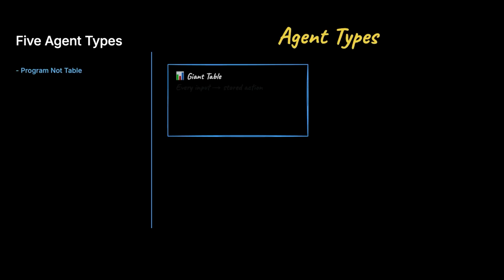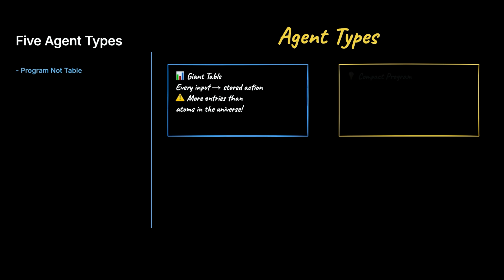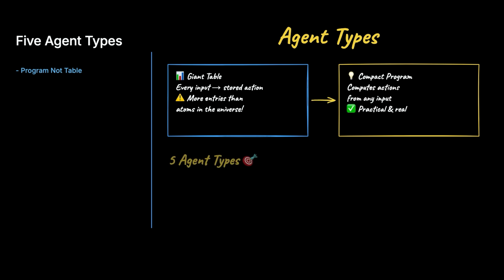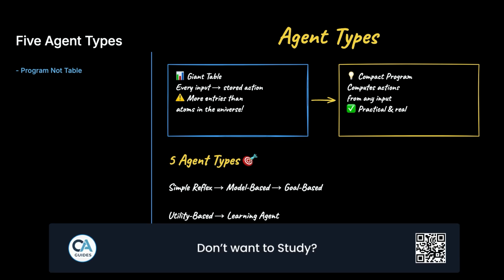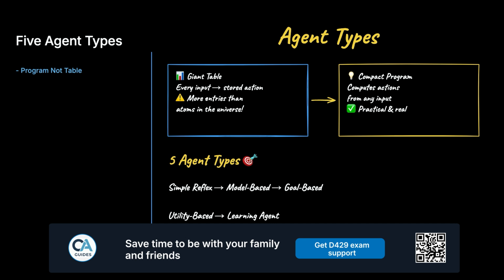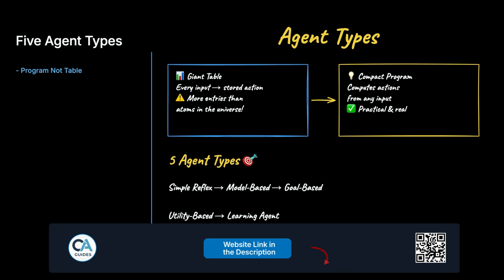Now, let us open the box and see how agents work inside, giving us 5 agent types. We could imagine storing the whole agent function as a giant table, but for any real task, it would need more entries than there are atoms in the universe. So instead, we write a compact program that computes actions.